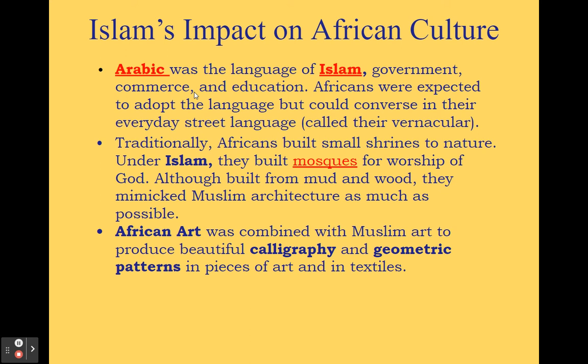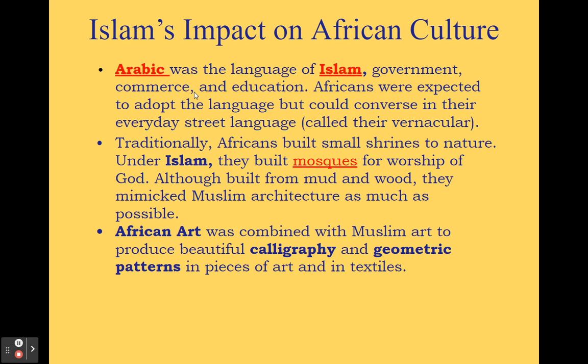Traditionally, Africans were building small shrines to nature, but under Islam, they built mosques for the worship of God or Allah. And although these were built from mud and wood, they did still mimic the Muslim architecture as much as possible. So even when these were being made out of different materials or being made by different people, they were still trying to make it match the area. So the mosque might look a little bit different from the other buildings in West Africa, but it was still going to blend in. It wasn't going to stand out like a sore thumb.